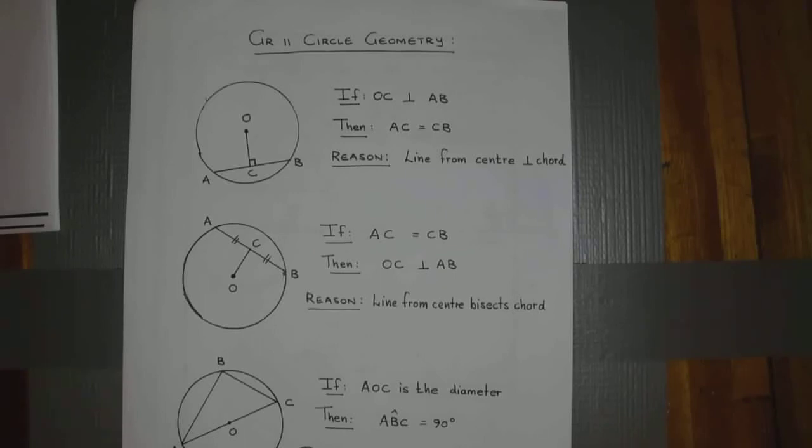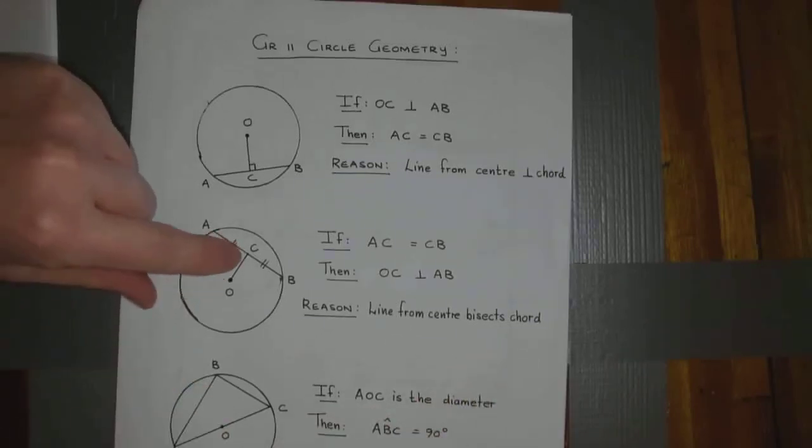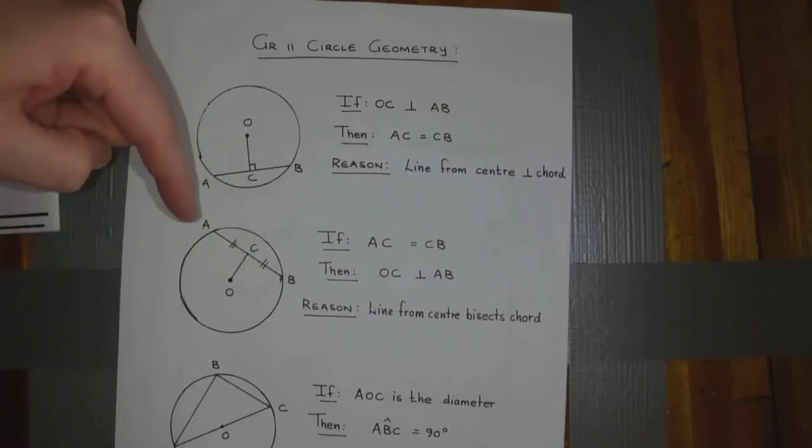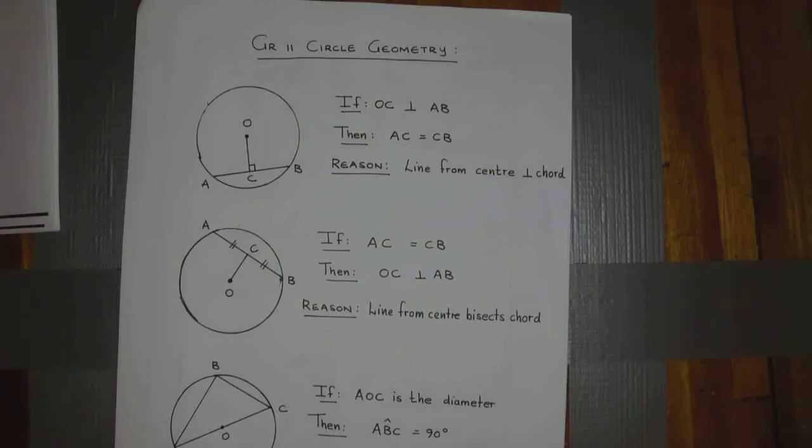Then we have the converse of that theorem, which is if a line from the center bisects the chord, so if OC comes from the center of the circle and it bisects the chord, so AC is equal to CB, then that line from the center will be perpendicular to that chord. Those are converse theorems. And you can only use these theorems if I have the center of the circle. If I'm not given the center of the circle, these two theorems do not work.